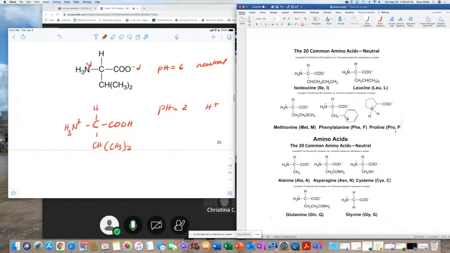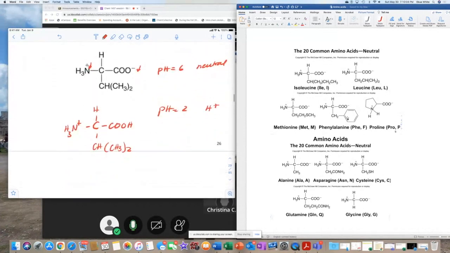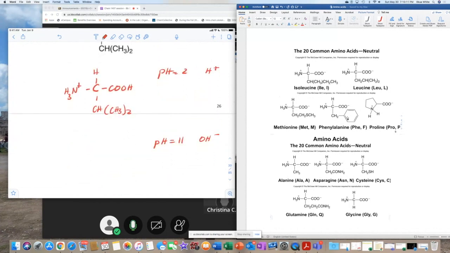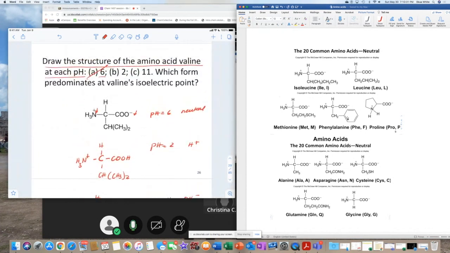It's a little tedious, but it's not that bad, right? This part of the book, hopefully you realize, is a little bit more tedious, but the concepts are not impossible to learn, right? They're a lot easier than the other part. OH minus, so we want this to be mostly negative, right? So the negative end remains negative, then the positive end mellows out. So we have this right here, CH3, 2, right? Okay, so we draw the structure of the amino acid valine at each pH.